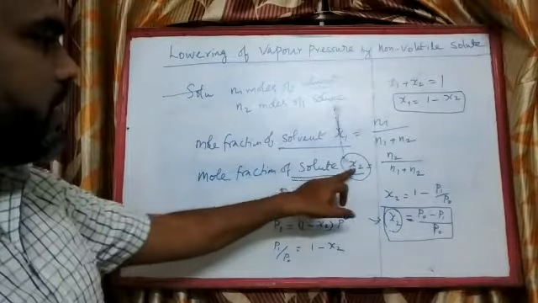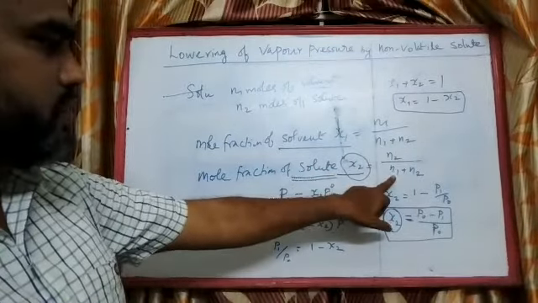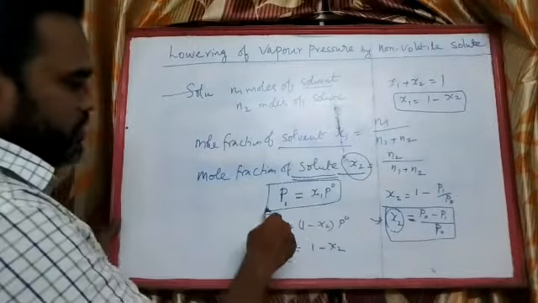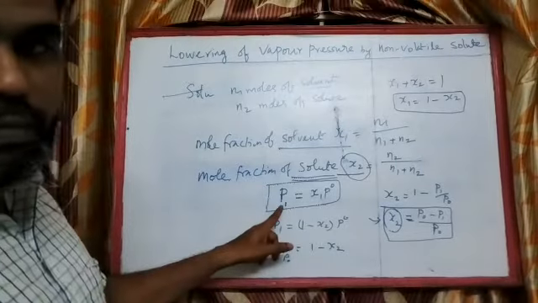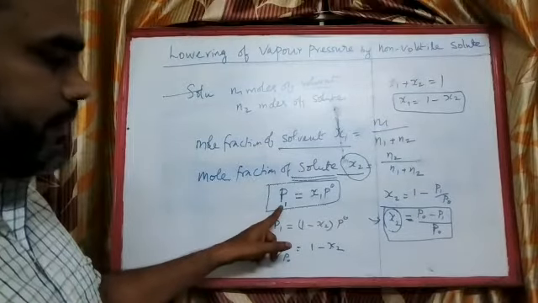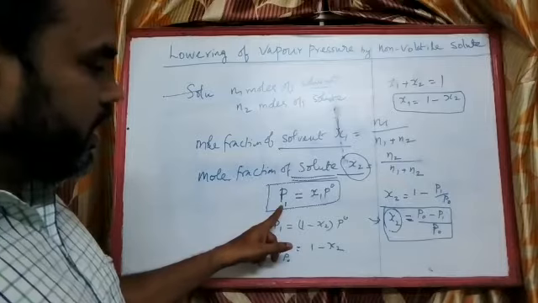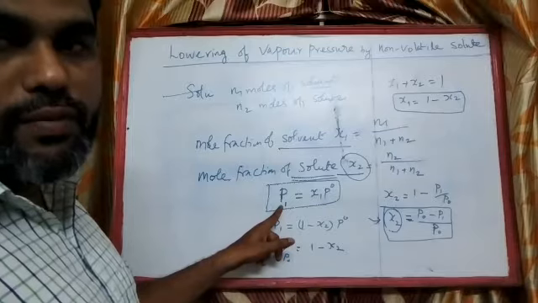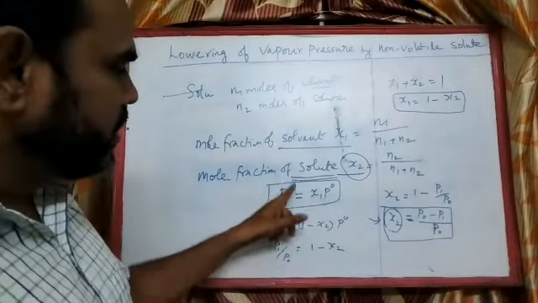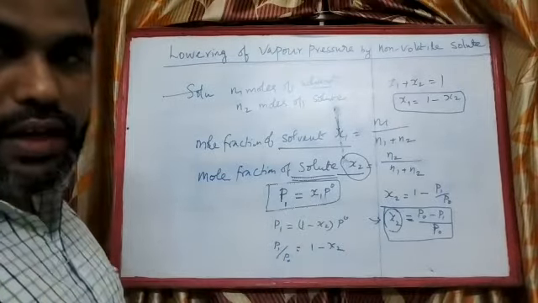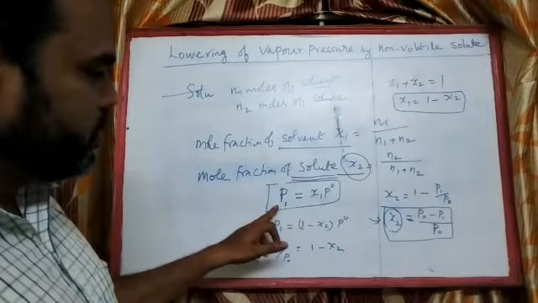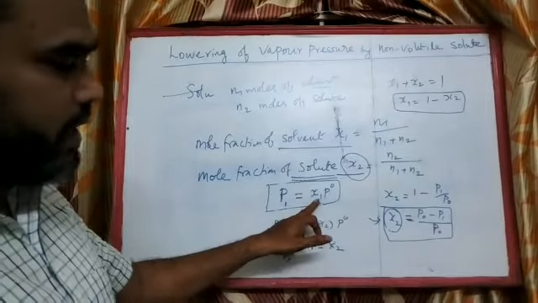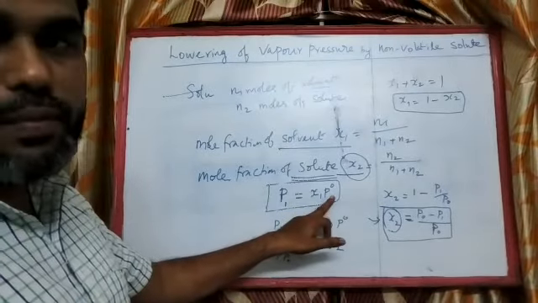Mole fraction of solute x2 is equal to n2 by n1 plus n2. Now what is the vapor pressure of the solution P1, which is prepared by adding a little amount of non-volatile solute, a dilute solution of non-volatile solute? So its vapor pressure P1 is equal to the mole fraction of the solvent times P0, where P0 is the vapor pressure of the pure solvent.